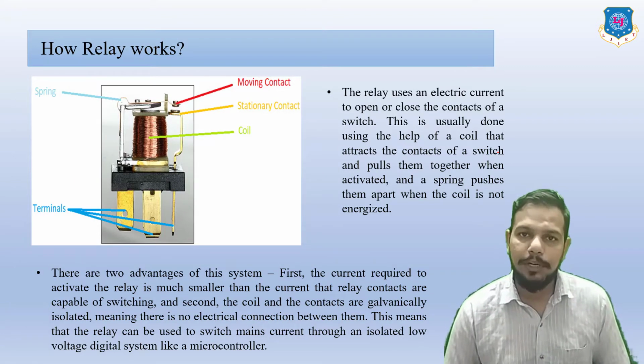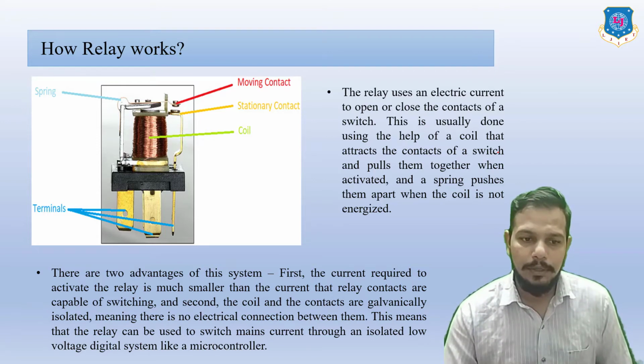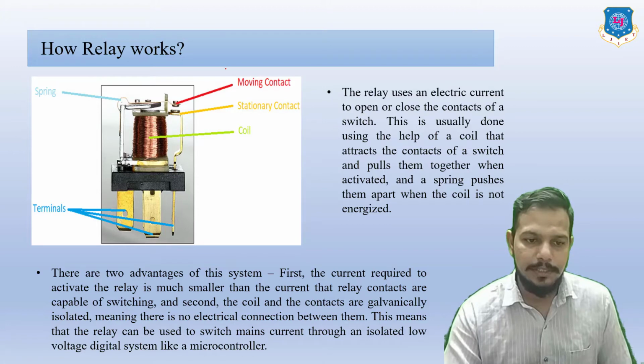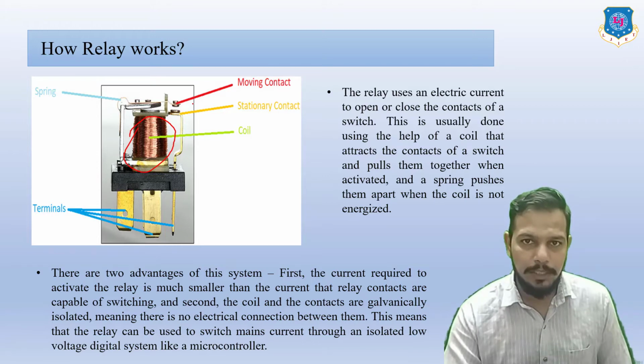So next one is how relay works. You can see here one coil is present in the center. Above this there are contacts. Two contacts are available. One is a stationary contact and the second one is a moving contact. Stationary means it is stable, fixed, and the moving contact is attracted towards the stationary contact. That means it is one type of switch. Whenever current flows from this coil, it is attracted toward this side and there will be a clicking noise. So it is on or off.